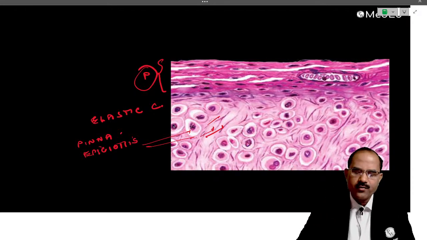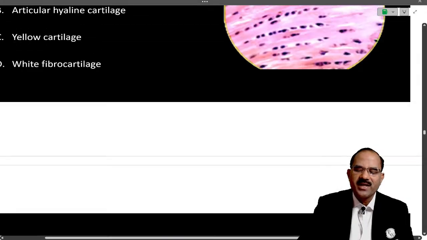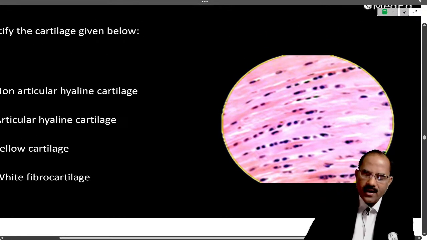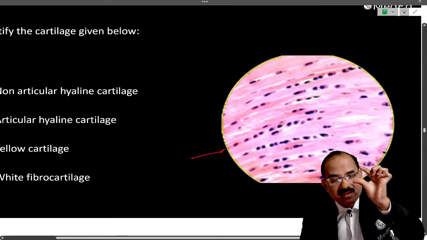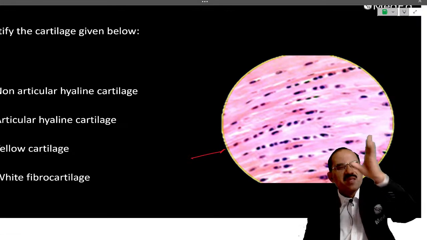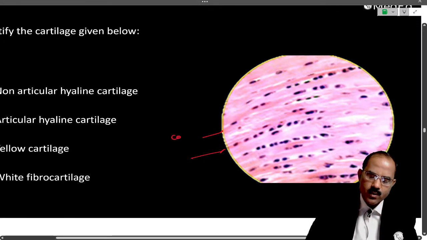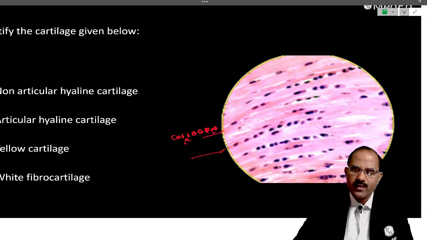And the third type of cartilage, bacha. The third type of cartilage wherein the perichondrium is absent. I find chondrocytes. Yes. And between the chondrocytes, we get thick bundles of collagen fibers. Collagen fiber. So what is this cartilage? This is a white fibro cartilage.